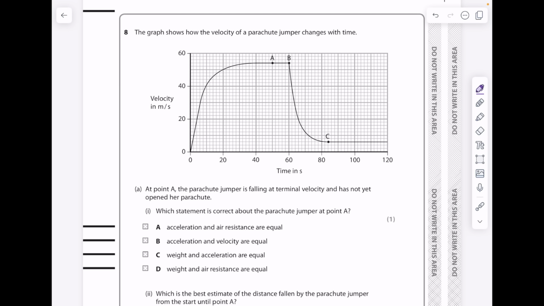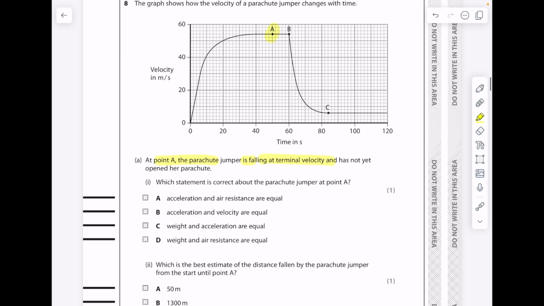The graph shows how the velocity of a parachute jumper changes with time. At point A, the parachute jumper is falling at terminal velocity and has not yet opened her parachute. So we know there that the forces are balanced. There's no further acceleration because she's falling at terminal velocity. So which statement is correct about the parachute jumper at point A?